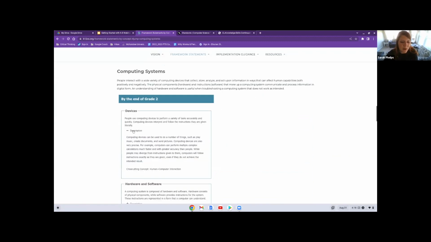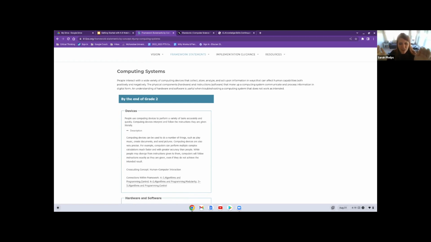Okay, so for devices, what do we need to know by the end of grade 2 for computing systems? We need to know things like, what can devices do? What can we use a device for? Why do we need to use them? Sometimes when we don't give the computers the exact instructions that we want, it doesn't work, right? These frameworks, again, will break it down for us. It will help us understand what we expect our students to know. It'll put it into terms and into context for each grade level.